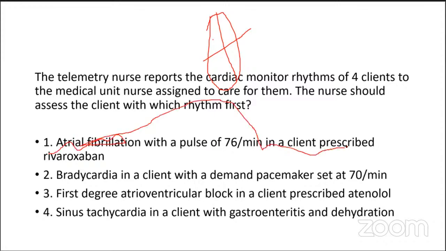How about the client with bradycardia? What is bradycardia? Most textbooks will say a heartbeat less than 50. Some will say a heartbeat less than 60. But again, we know that in bradycardia, the heart rate is slow. It's affecting cardiac output. But why did the NCLEX go forward to tell me the client has a demand pacemaker set at 70?